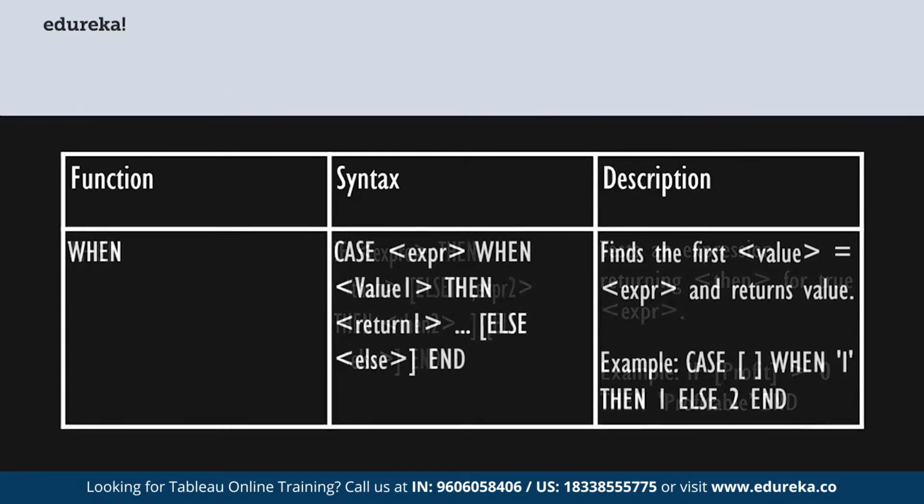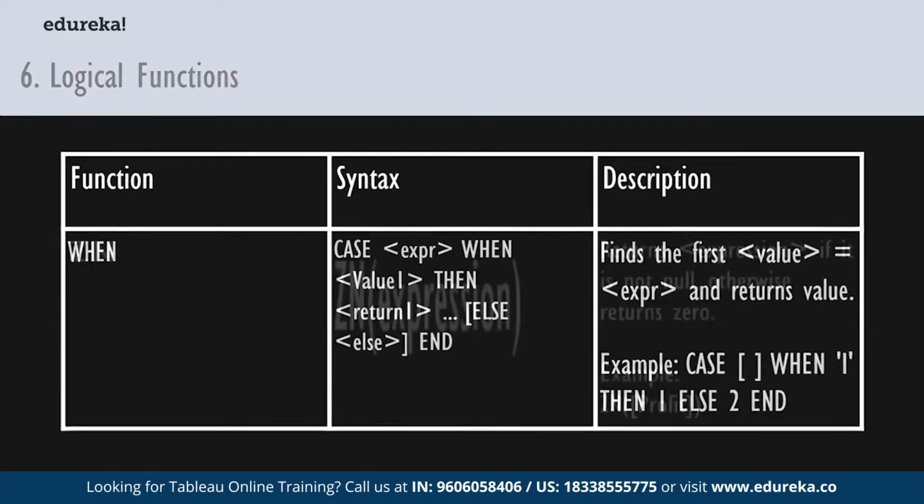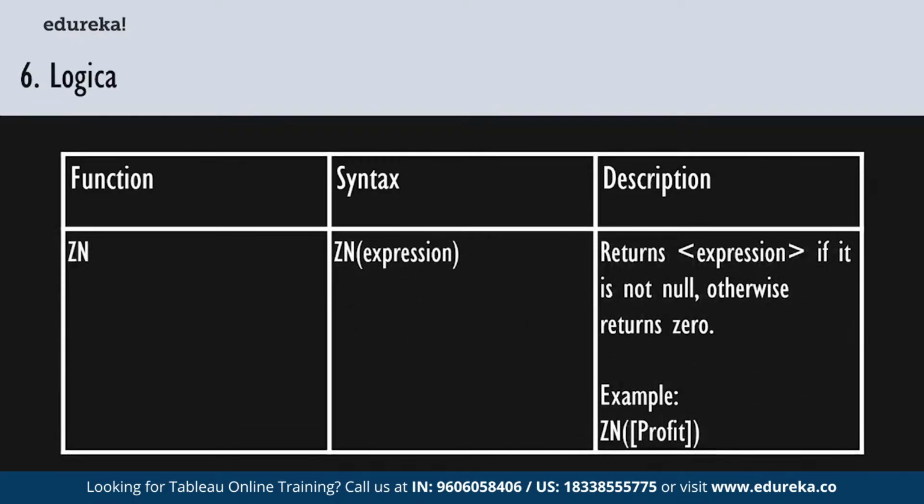Now here we have a when function, which finds the first value that matches the expression and returns the corresponding return. It's kind of like if and then case, except there is no if. Then you have zn, which returns your expression if it is not 0 or null. We have discussed this before. Now let's go to our Tableau desktop and create a logical calculation to see how you can use this.